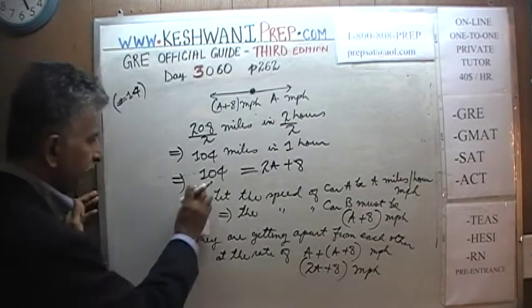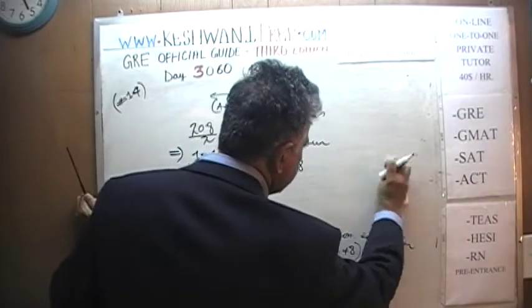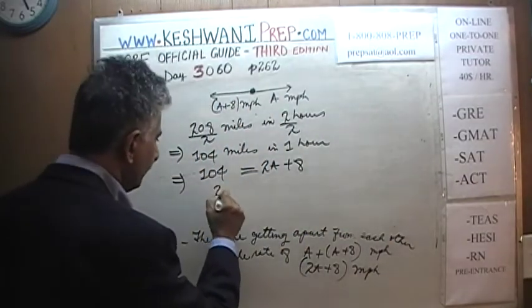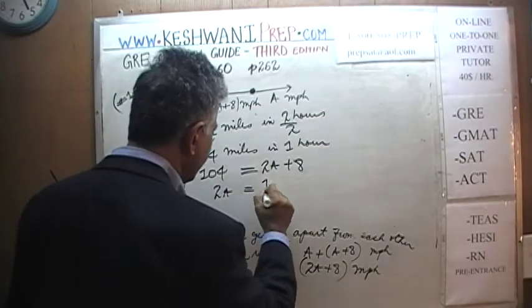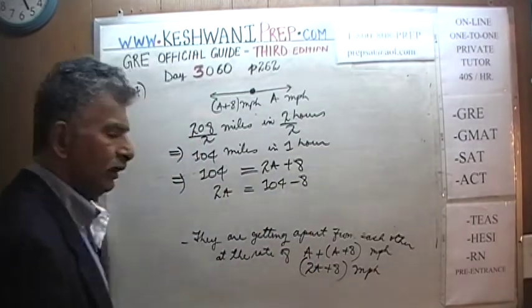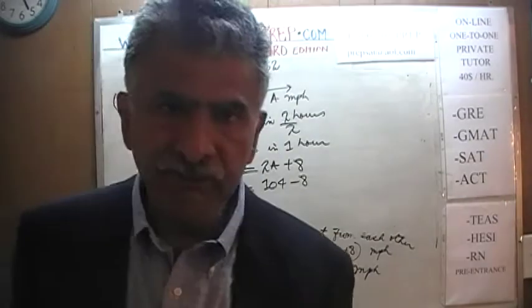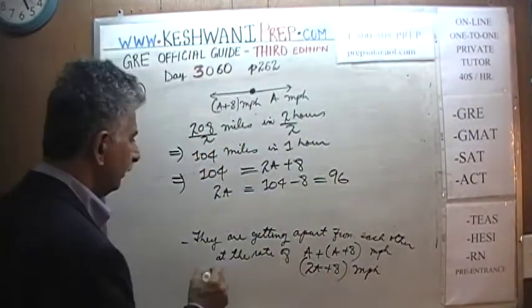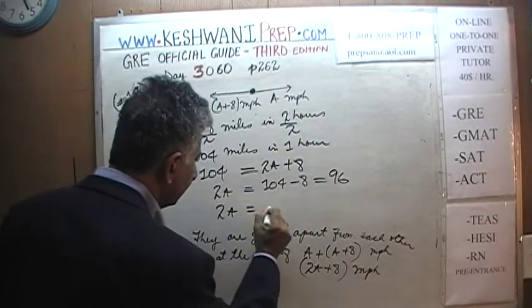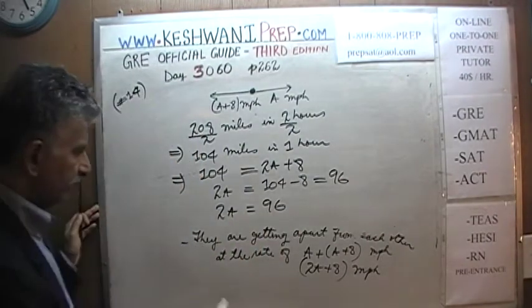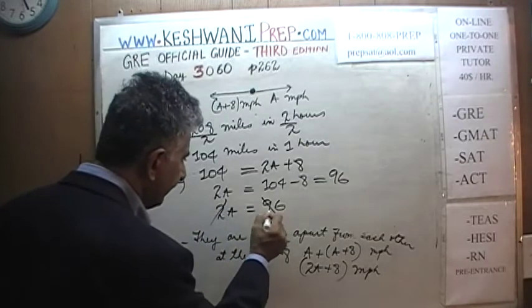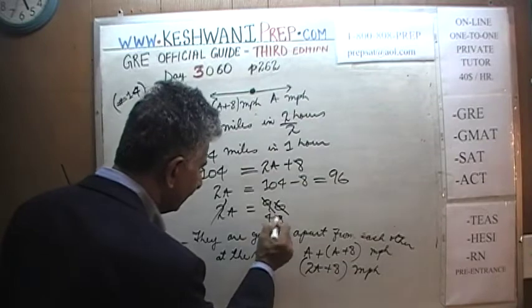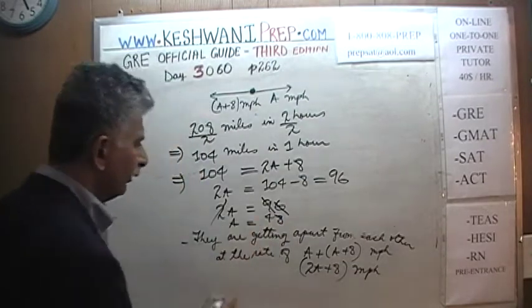We're going to erase all of this now. Bring the 8 to this side, so 2a must equal 104 minus 8. 104 minus 10 would have been 94, so it's going to be 96. 2a equals 96. Let's divide both sides by 2. So 2 is going to go away. 9 has 4 2s. Remaining one goes and joins the 6 and becomes 16. And 16 has 8 2s. There you go. a equals 48 miles per hour.